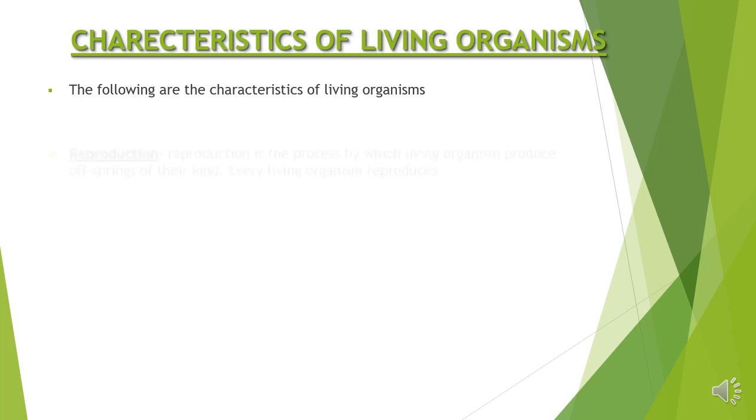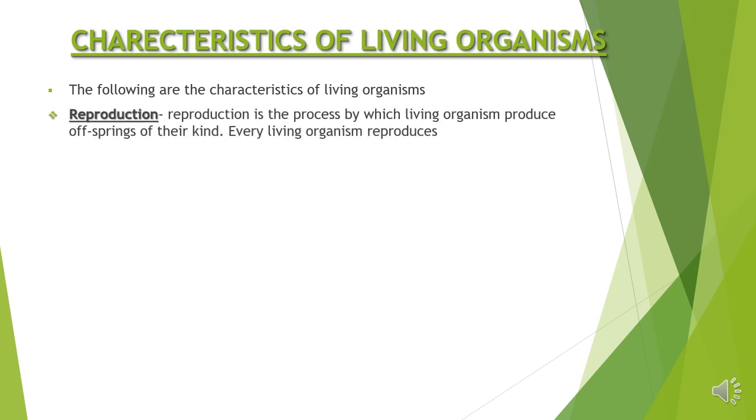The first characteristic that we are going to discuss is reproduction. Reproduction is known to be a process by which living organisms produce offspring of their kind. And one thing that you're supposed to know is that every living organism actually carries out this process of reproduction.